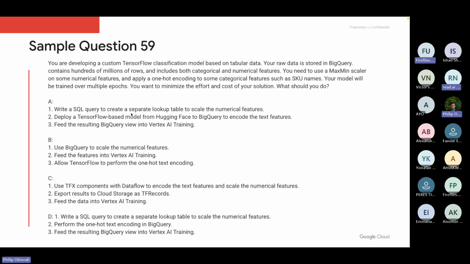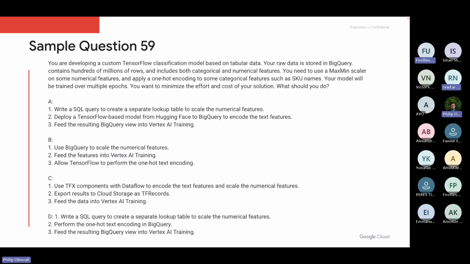Now let's look at option A. Let's look at the task here: you want to apply minimax scaling, right? You want to be able to take the minimum and the maximum of a feature and then convert it to another value. So this is a form of scaling, and then apply one-hot encoding. So the key phrase here is minimize effort and cost, right? So we're not looking for the most complex enterprise architecture here. We want a simple, workable solution.